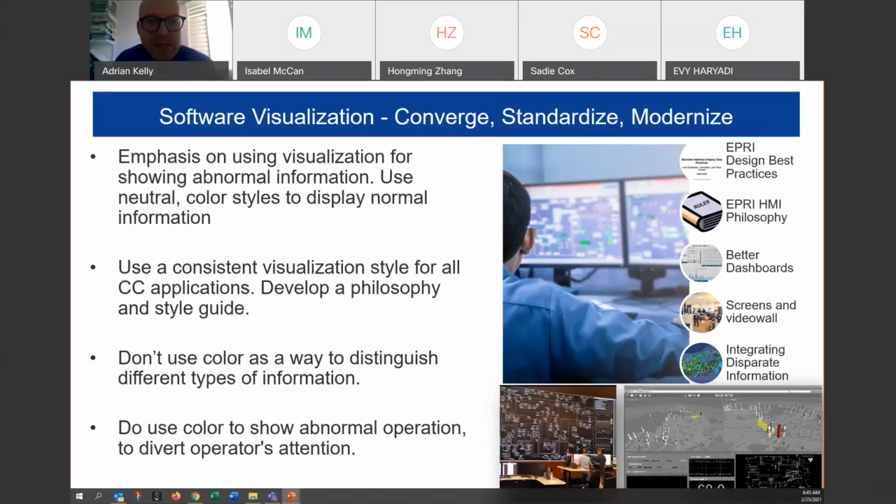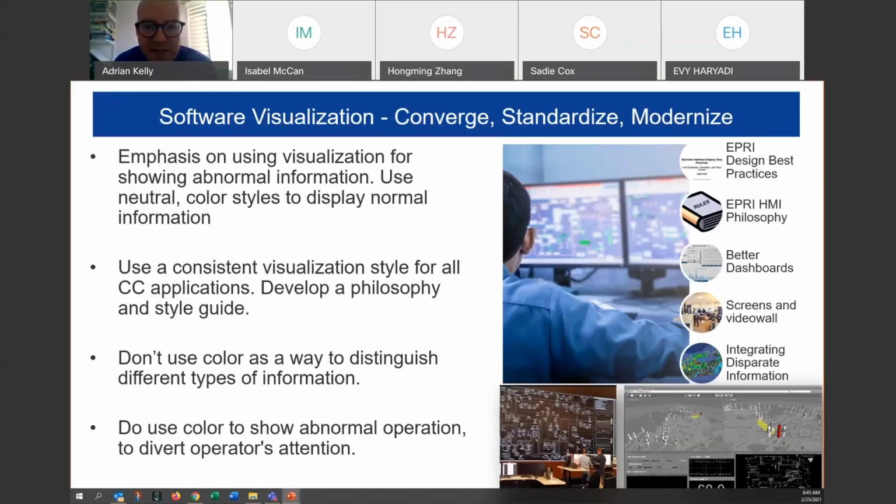Then modernize. By modernize, we mean try to use color more sparingly on your system. So only use color to draw the operator's attention, to say, hey, over here, we've got a problem on your system. There's a red flashing light. Come here and address it. So color shouldn't be scattered all over all of your displays. You should use neutral backgrounds, neutral colors, and then only use colors to show there's a problem on your system.